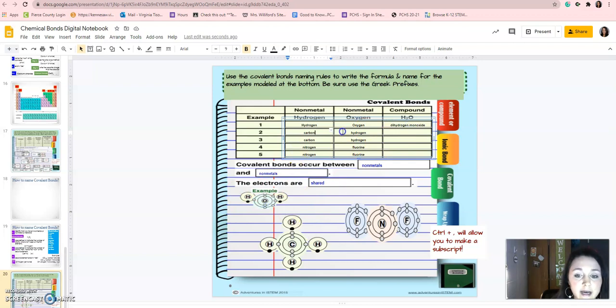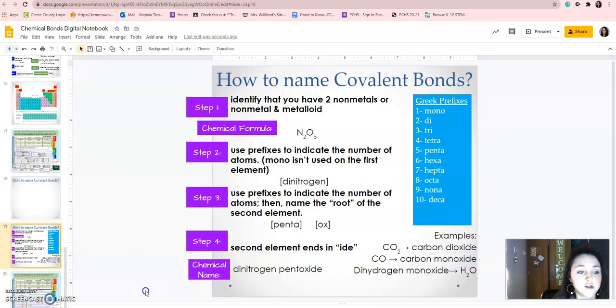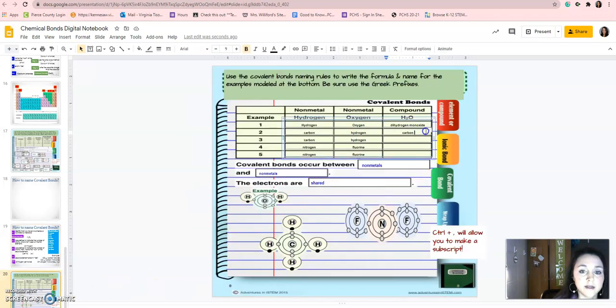Okay, now I have carbon and hydrogen. So I only have one carbon, so I'm not going to put mono in front of it. I'm just going to put carbon. And then I have one, two, three, four hydrogens. So I would put the prefix for four in front of hydrogen, which is tetra. So I would put carbon tetra. And then I need hydride. Remember, the spelling is not super important here. Just be sure that you have the prefix, the root of the word hydrogen, and ide.